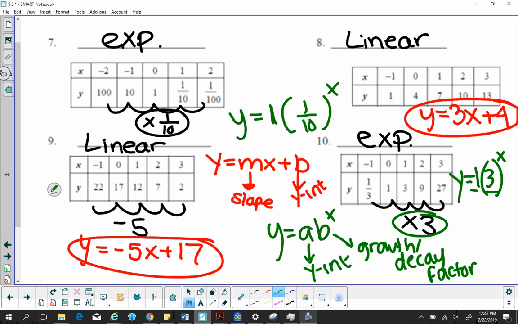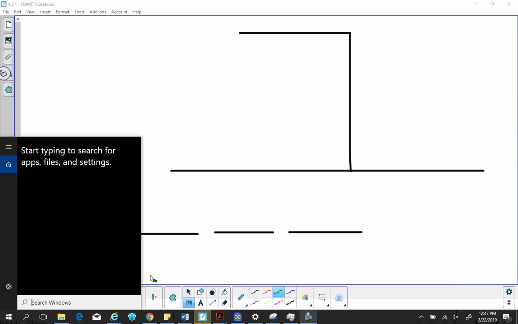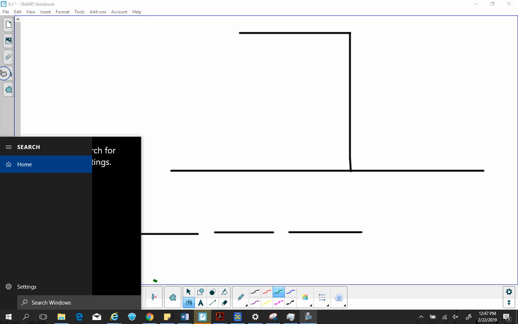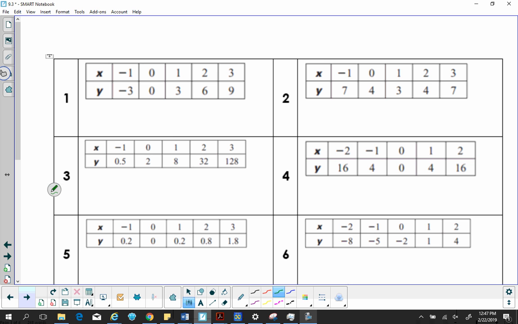Perfect. The last thing we're going to go over is quadratics. So get the paper I gave you today out. We're going to do a little comparing of tables. And I want you to look at number 2 on the front.